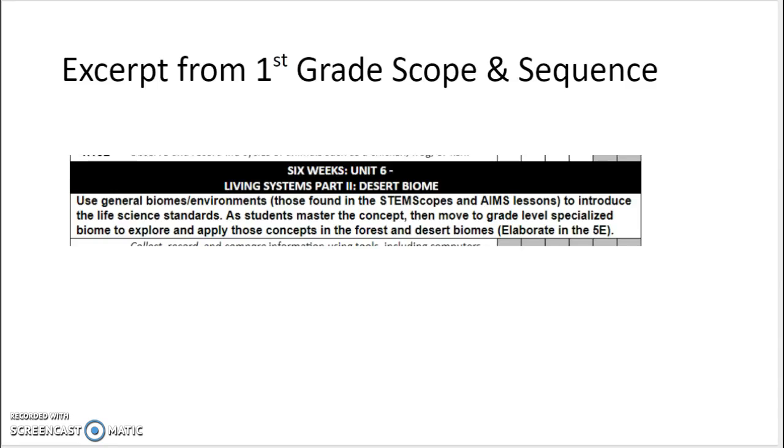Just as a reminder, we're going to use general biomes and environments, so anything that's found in STEM scopes and aims, to really introduce and have the kids understand the concept of the life science standard. The desert view really only comes in when we talk about application and looking at examples of those particular concepts in that specialized view. So the desert doesn't have to drive everything you do. It just is another application or another example of some of the standards that you are teaching right now.